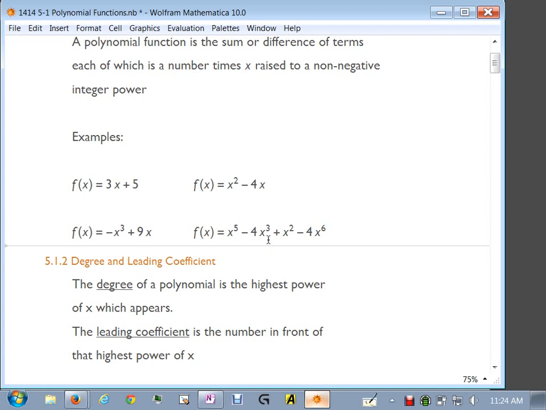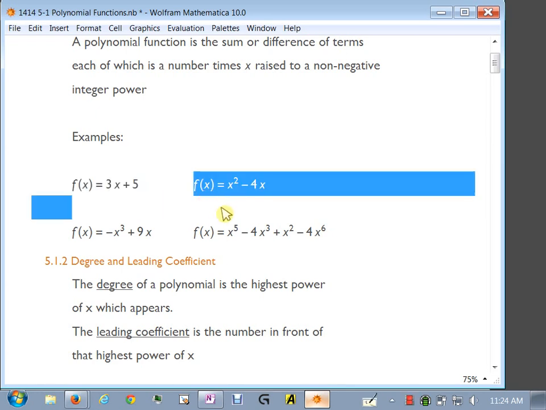Each one of those is a number times x to a power. Okay, those are examples. What I will stress to you is, what type of function is this? It's two terms, yes, but what type of function? If I asked you to graph that, it's a line, right? That looks like y equals mx plus b. I'll stress that in a second.